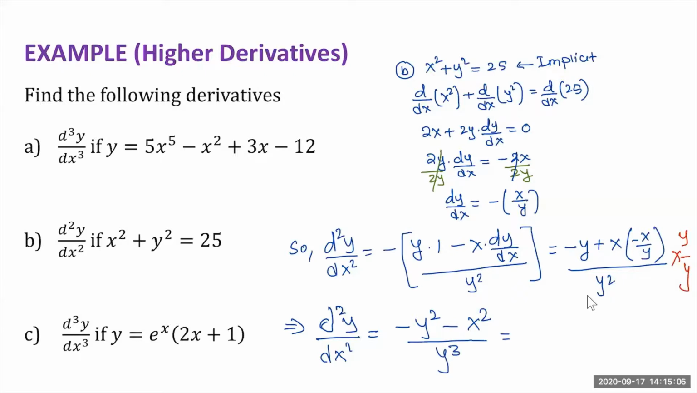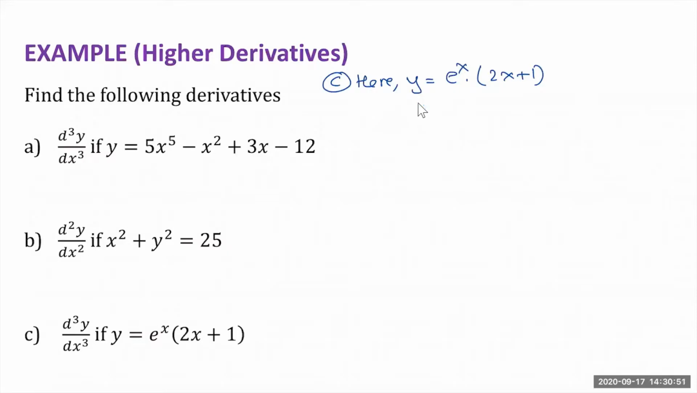So that is equal to, here we have negative and negative. If I factor the negative out, it will be x squared plus y squared. But what we know from the question, if you look there, is that x squared plus y squared is 25. So if I factor the negative out, it will be x squared plus y squared, which is 25, over y cubed in the denominator. So that is the second derivative of the function x squared plus y squared equal to 25.